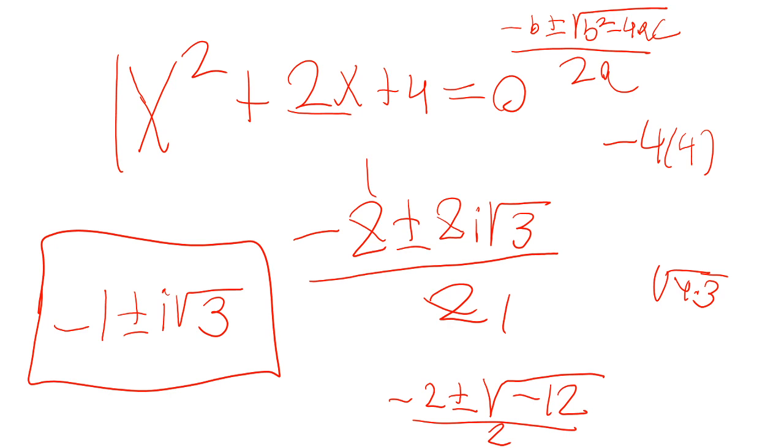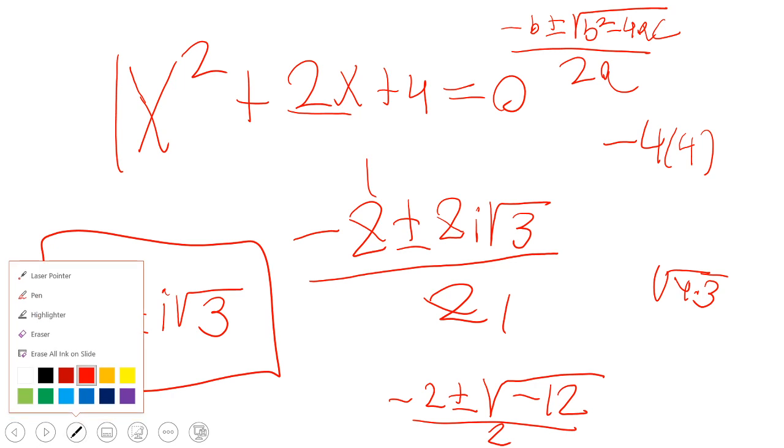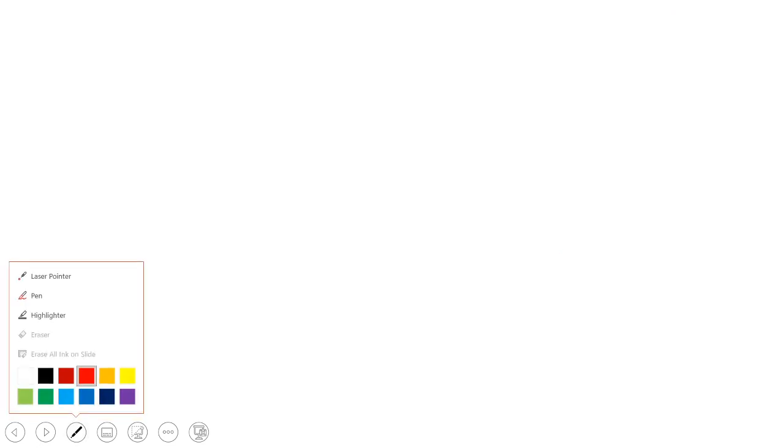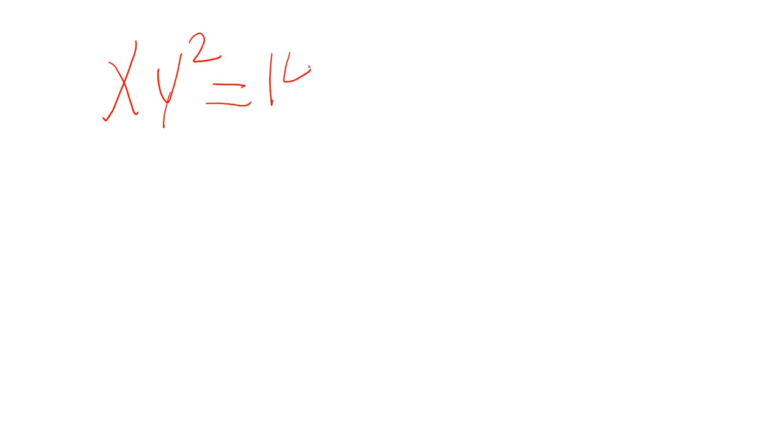Now let's talk about Diophantine equations. Another type of polynomial equation. Let's try it out. Now, a Diophantine equation is something like x y squared is equal to 14.